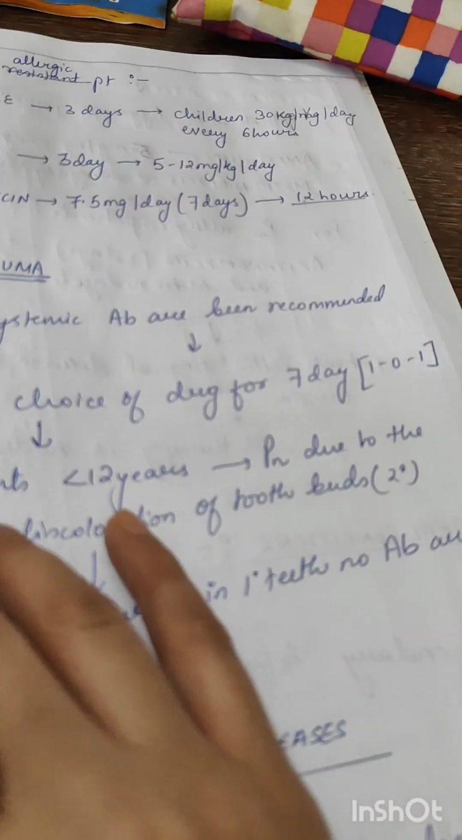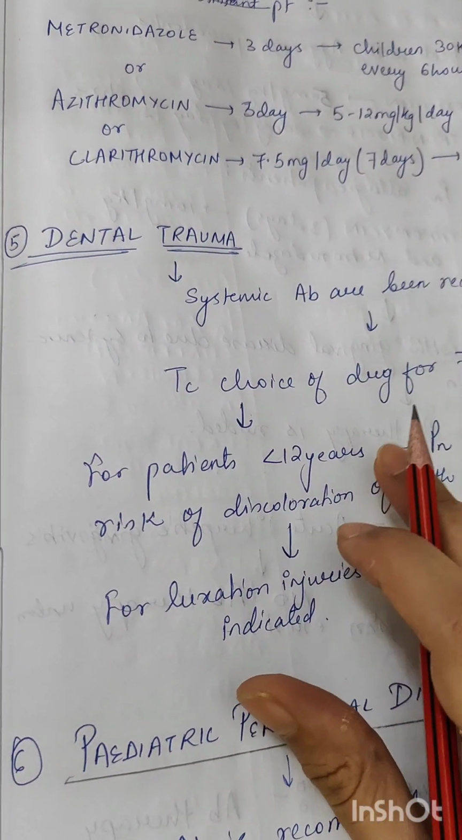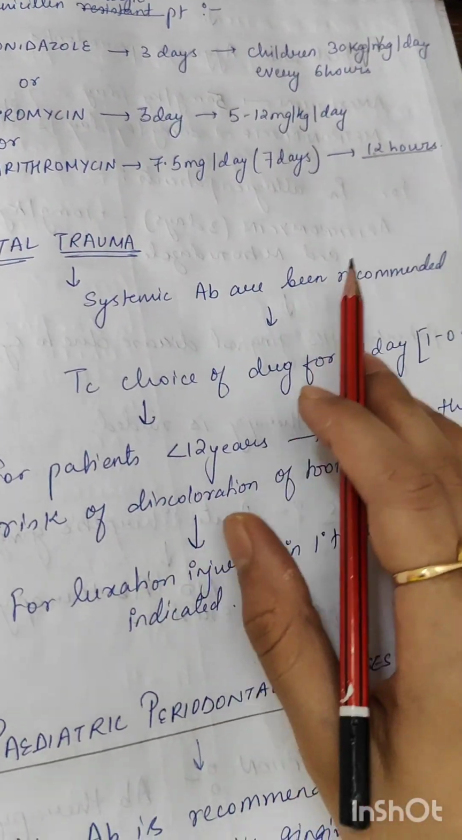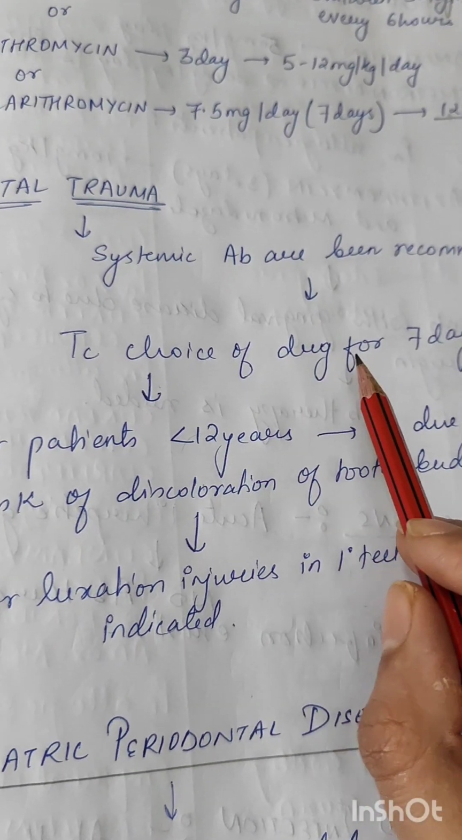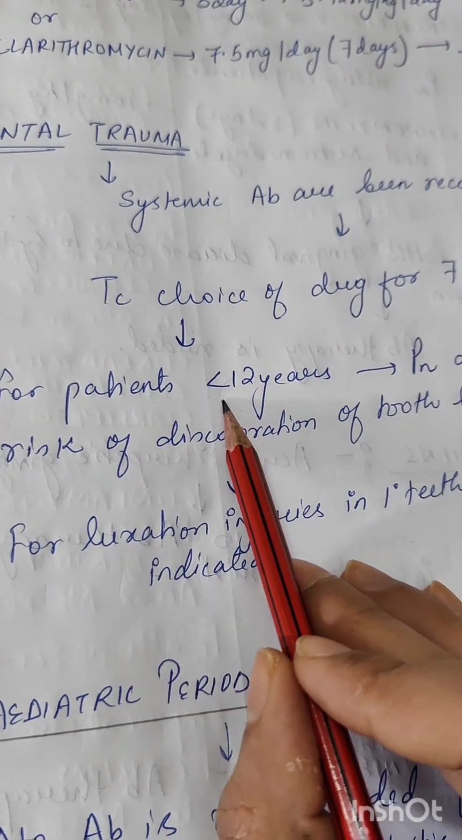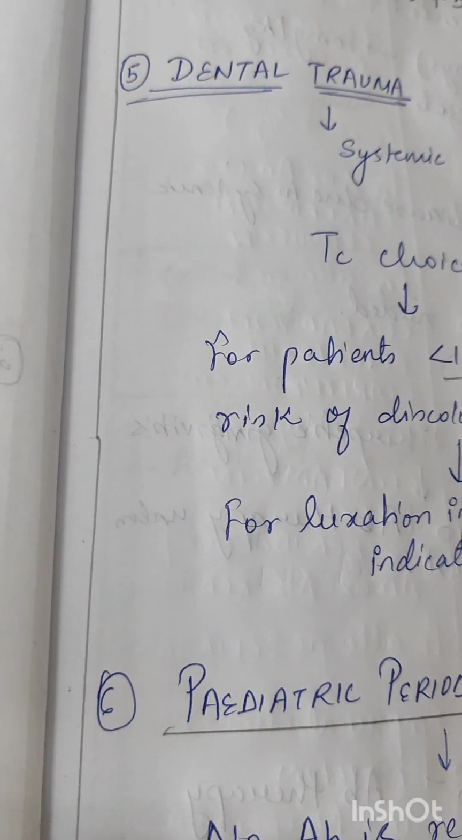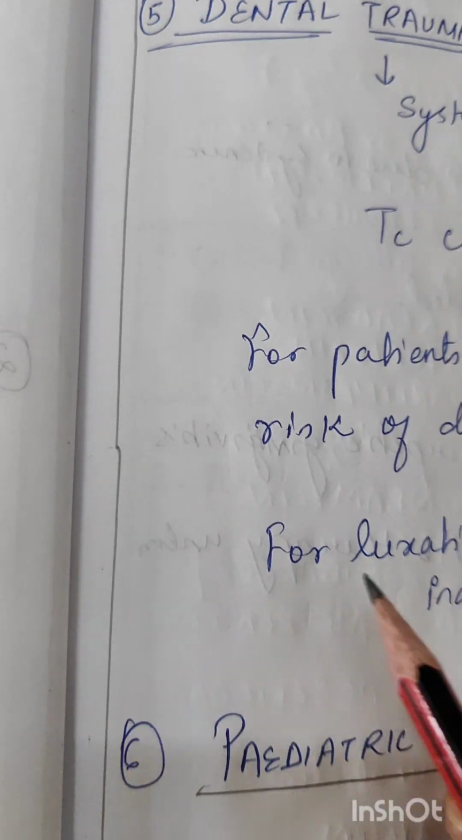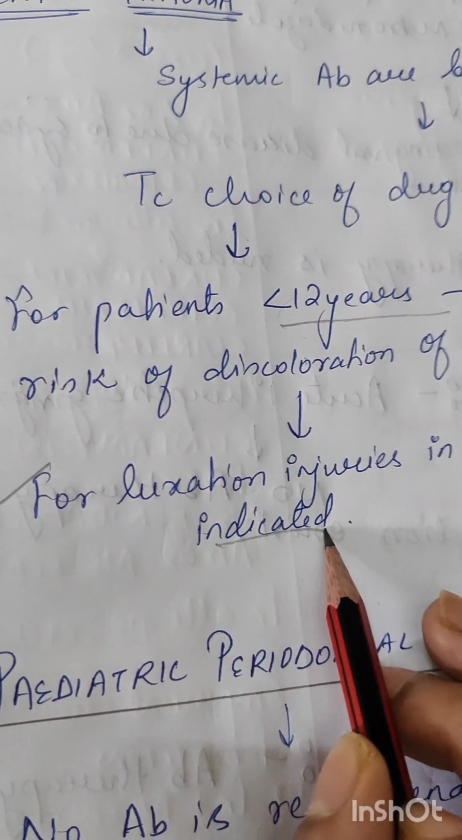Okay, now next is dental trauma. As we have already studied in the dental trauma chapter, systemic antibiotics are recommended in dental trauma cases, and tetracycline is the drug of choice for 7 days, twice a day. For patients who are less than 12 years, tetracycline may cause discoloration, so in such cases we prescribe penicillin. And for luxation injuries in primary teeth, no antibiotics are indicated.